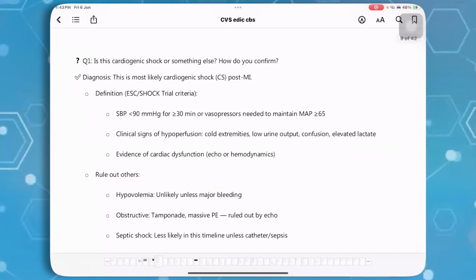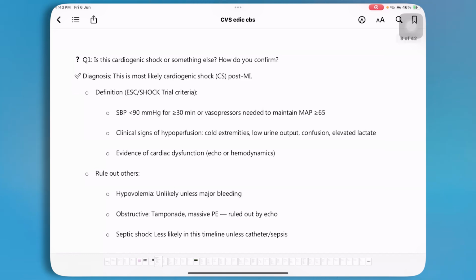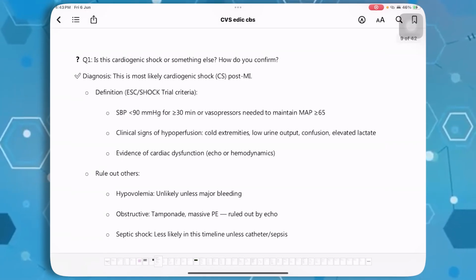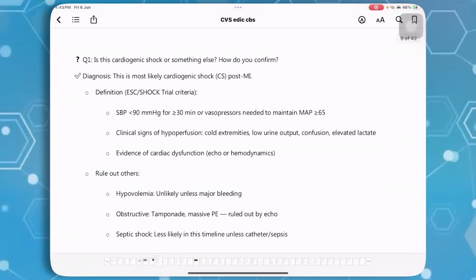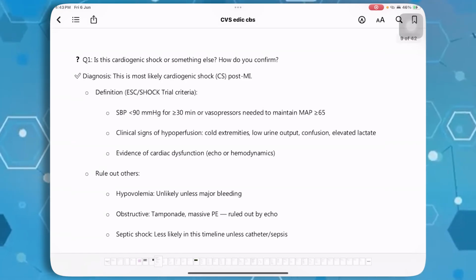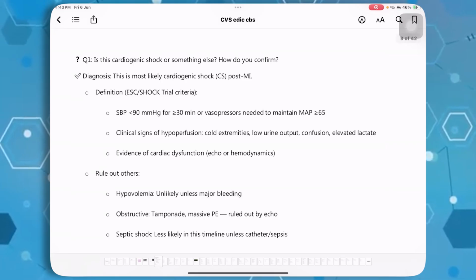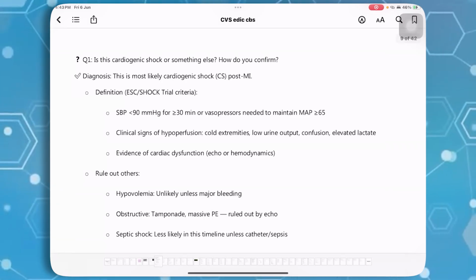questions. So is this cardiogenic shock? Most likely this is cardiogenic shock. By the definition of the SHOCK trial criteria, a systolic blood pressure of less than 90 for more than 30 minutes, or a vasopressor need to maintain the MAP above 65 millimeters of mercury, defines shock, along with clinical signs of hypoperfusion, that is, cold extremities, low urine output, confusion, elevated lactate. All of them are features of shock.